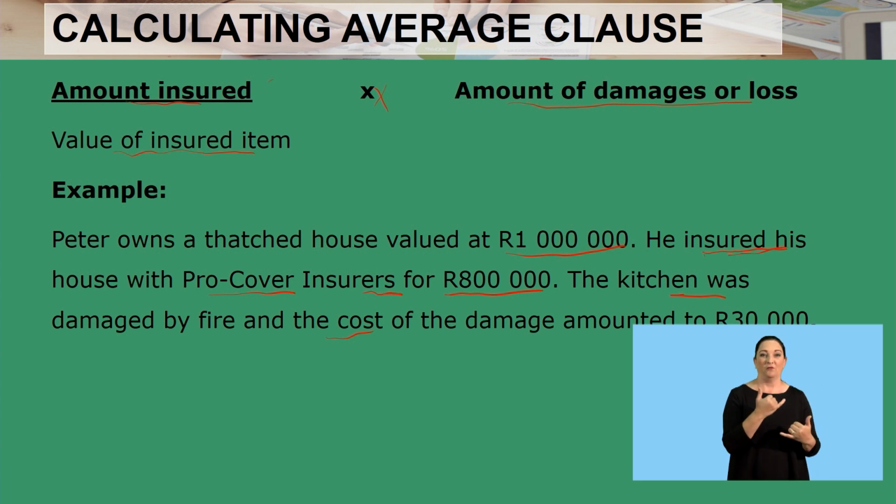So how do we substitute? We say, what is the amount insured? Amount insured there is 800,000. So we're going to say 800,000 over the value of the item. How much is the value of the house there? The value of the house is 1 million. So we're going to say 1 million.